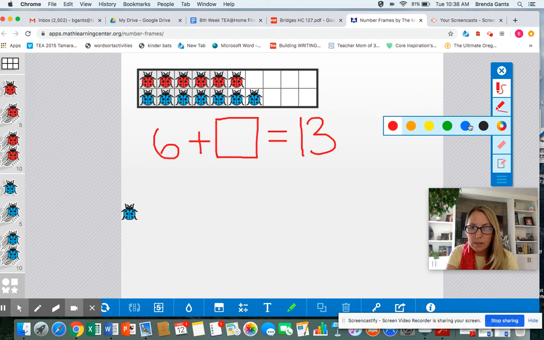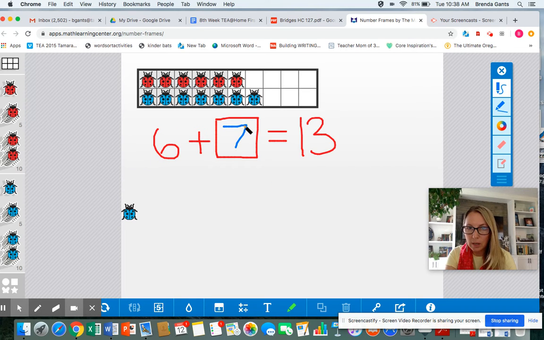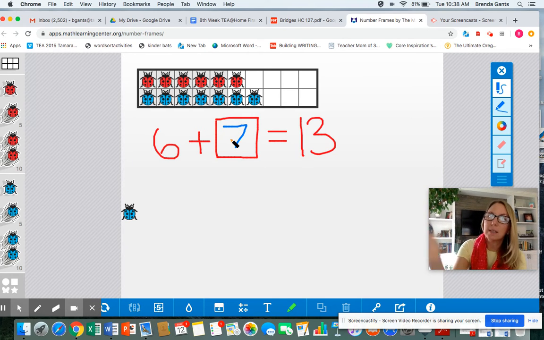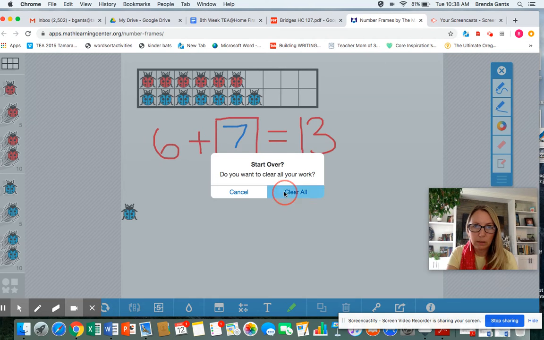Okay, so we are going to solve it, but it's more about thinking about what was unknown. So this is called the change is unknown. We knew we started with 6. We knew we ended with 13. But we had to solve what was the change that happened. 7 more came. Okay, now clear that guy.